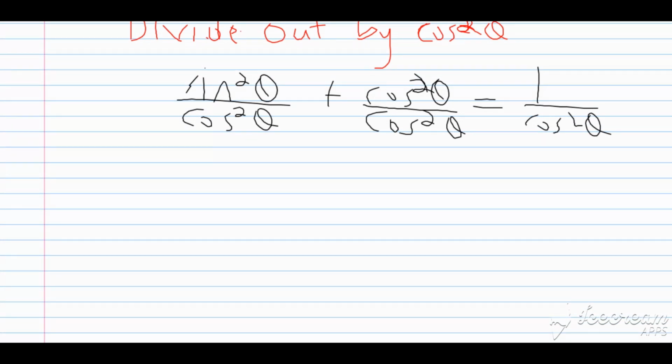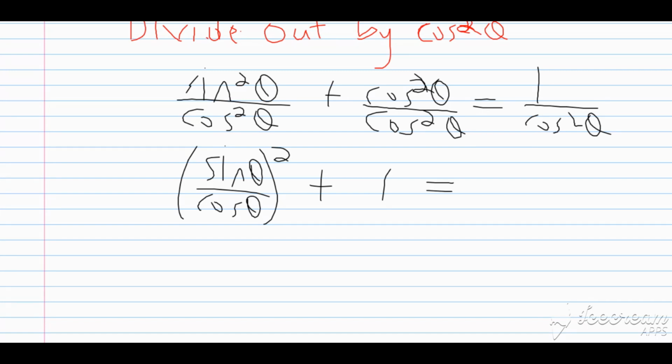Sine squared theta over cos squared theta. By laws of indices, I can write this as the sine of theta over the cosine of theta squared. Cosine squared theta over cosine squared theta, that is going to give me 1. This is equal to 1 over cosine squared theta. I can write it as 1 over the cosine of theta squared by laws of indices again.